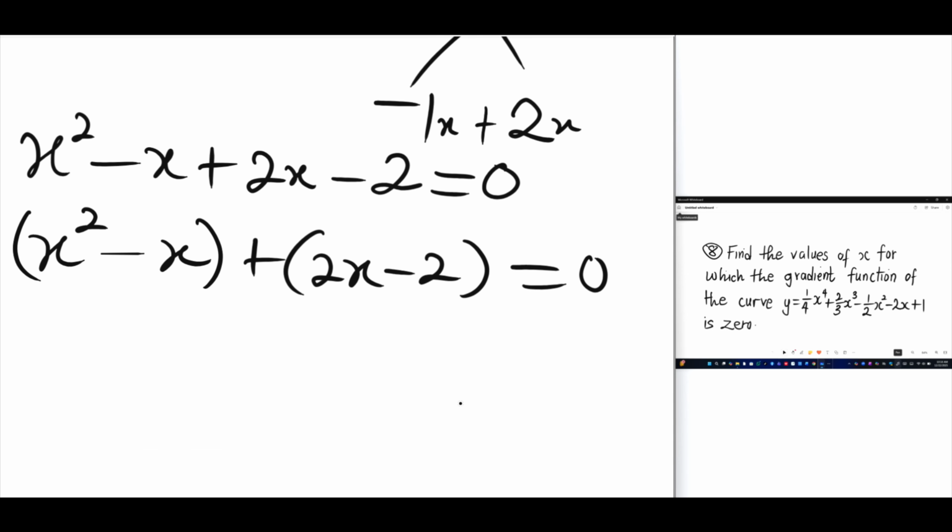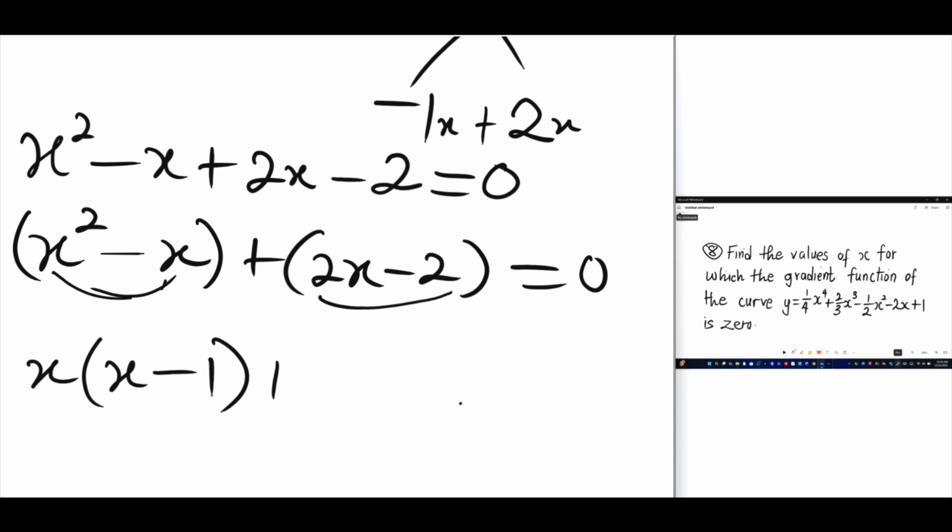So we have to identify the highest common factor of the terms in this bracket. The highest common factor is x. So bring the x out. x divides each of the terms. x divides x squared will give us x. x divides negative x will give us negative 1. Then you have to apply the same rule here. We identify the highest common factor of the terms in this bracket. The highest common factor is positive 2. And you use the positive 2 to divide each of the terms. So we are going to get x minus 1 equal to 0.